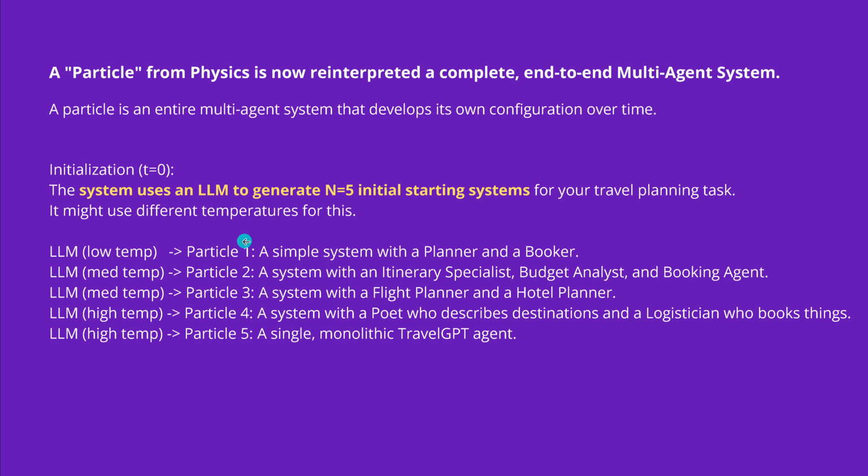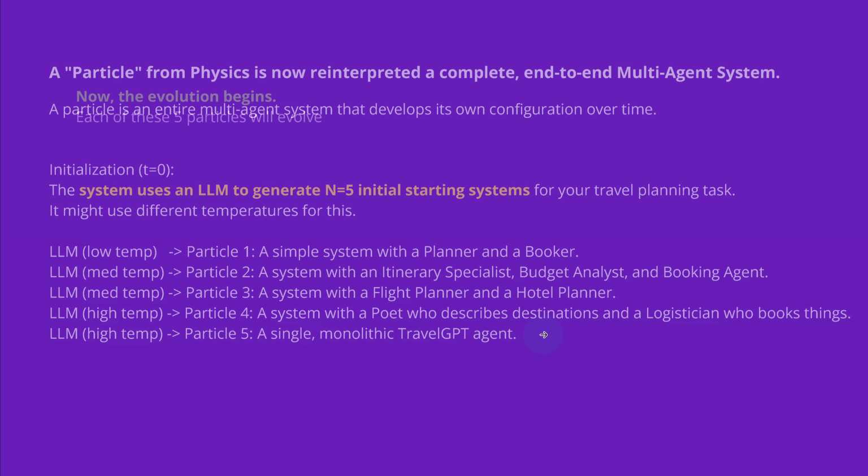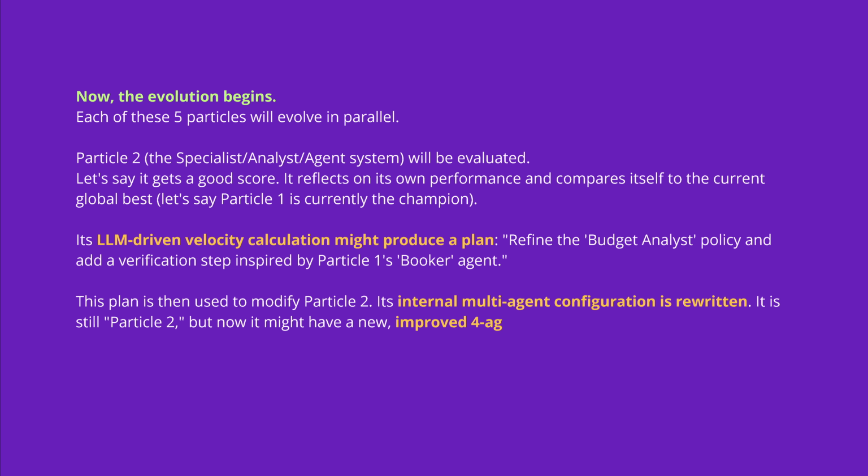So my multi-agent system 1, that is now called particle 1, is simply a system with 2 agents, a planner and a booker. Particle 2, 3 agents, A, B, C. Particle 3, another 2 different agents. Particle 5 is interesting, a single monolithic, specially trained agent only for travel. This is now interesting. How does a monolithic single agent's performance compare to an optimization of a multi-agent system that is operated within a swarm where we have multiple other examples that evolve in the same time constant?